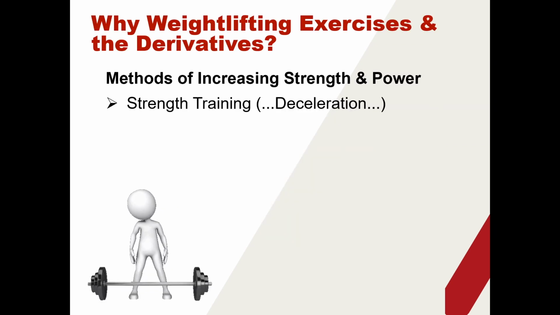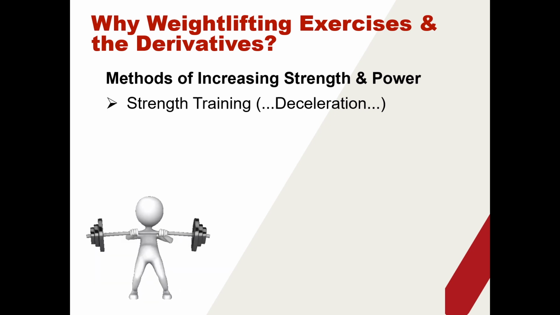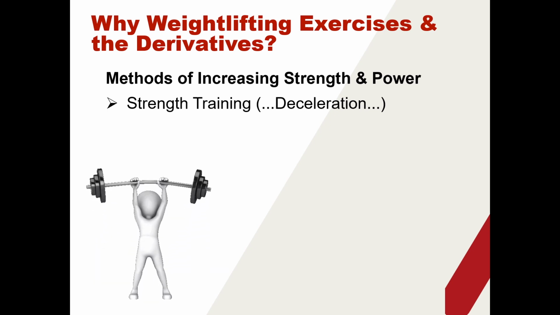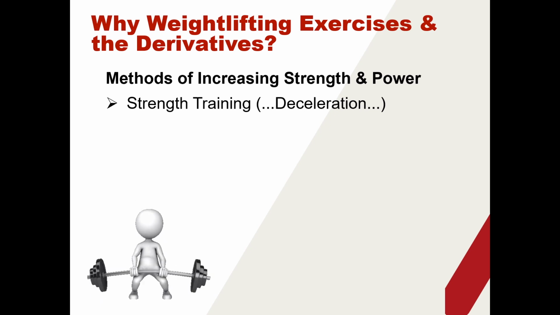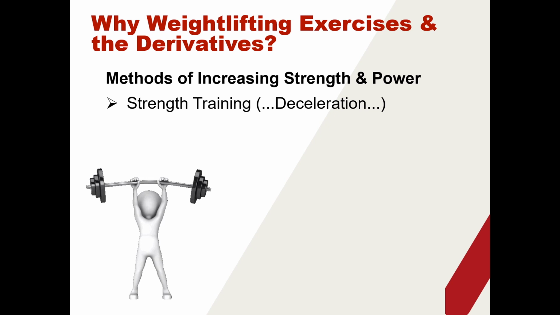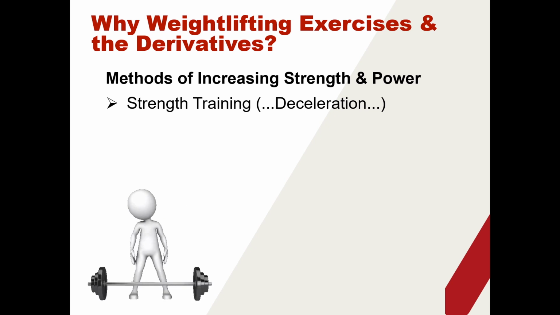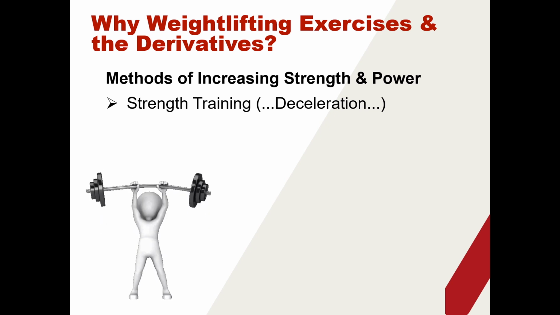So first of all, why include weightlifting exercises and their derivatives? Well, we know that we should do strength training. Strength training really is the foundation of sports performance. Acceleration and deceleration are determined by impulse, and impulse is determined by force and time. And there's a very strong relationship between maximum force production and rapid force production. And if we increase maximum force production, we also increase force production at those early time points.